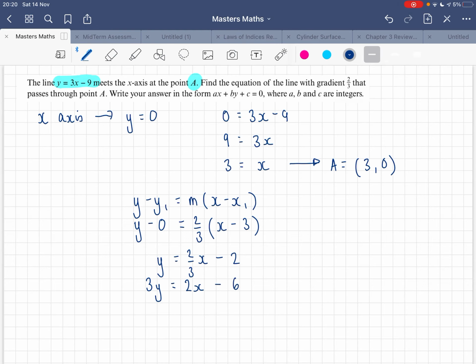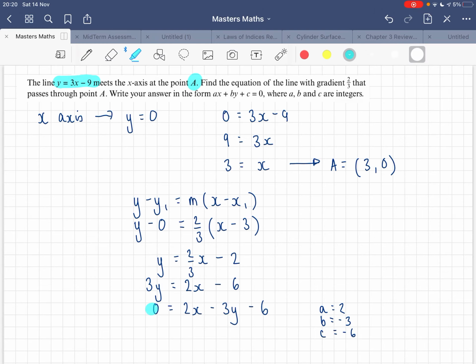And then I am going to put everything onto one side of the equation. I'm going to move the 3y just to avoid having a negative amount of x at the beginning, because that upsets me. I don't like the way it looks. So I'm going to move the 3y over, so I get 0 is equal to 2x minus 3y minus 6. So A is 2, B is negative 3, and C is negative 6. And they're all integers. And that's it.